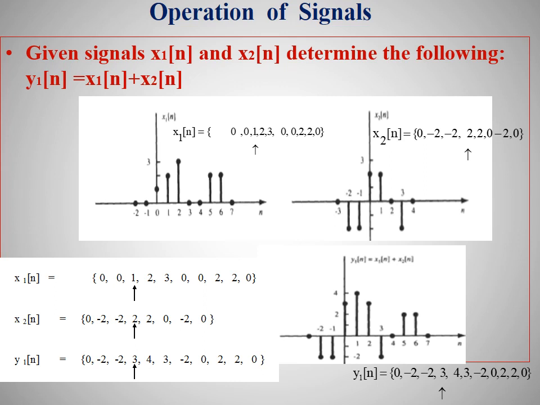Hence, we get the answer as y1 of n is 0, -2, -2, 3, 4, 3, -2, 0, 2, 2, 0, where at n equal to 0, the value of the y1 of n is 3, as can be also seen from the graph. All these values are traced.